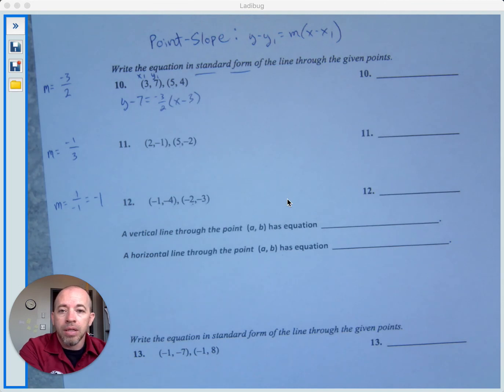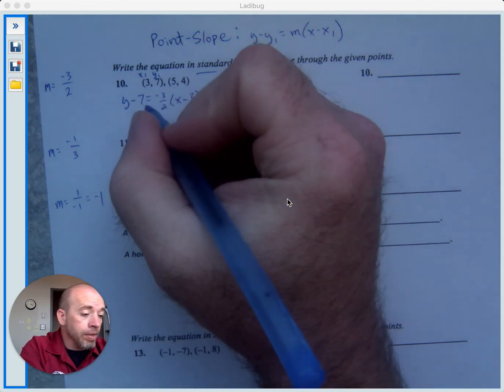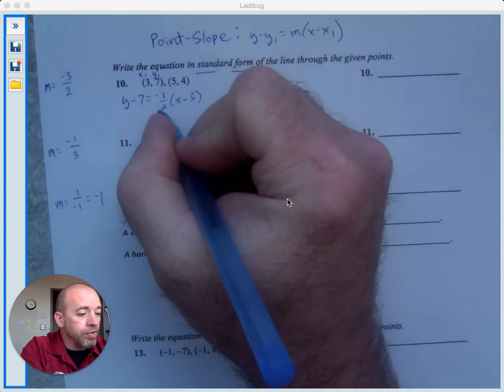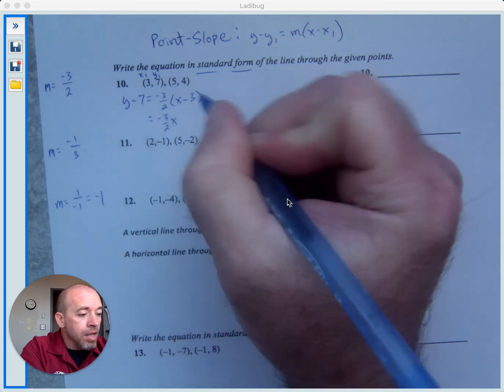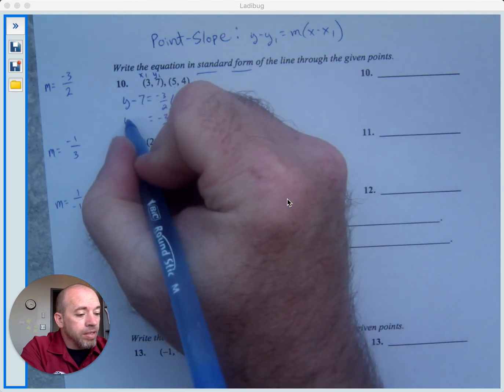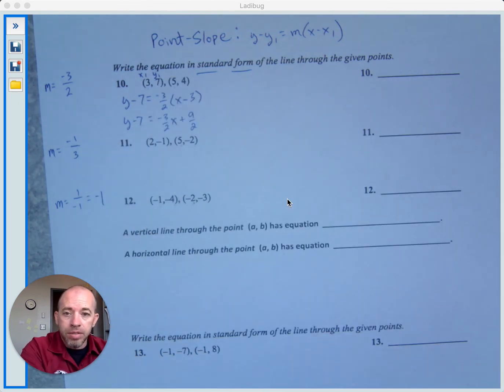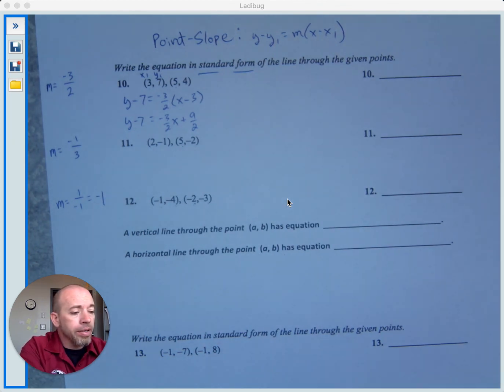All right? So that's point-slope form. I'm going to work my way to slope-intercept form. I'm going to distribute and then add 7 to both sides. So distributing, we get negative 3 halves x plus 9 halves, and we have y minus 7. Again, if fraction operations are not your favorite thing to do, you can use a calculator to help.